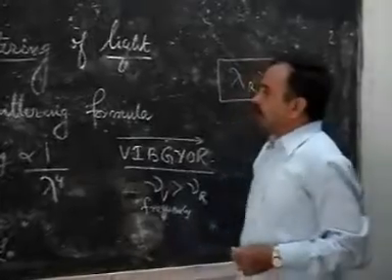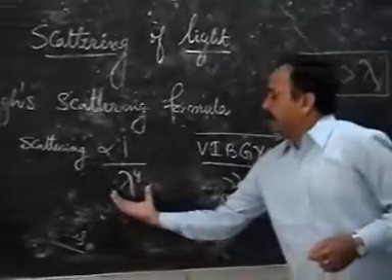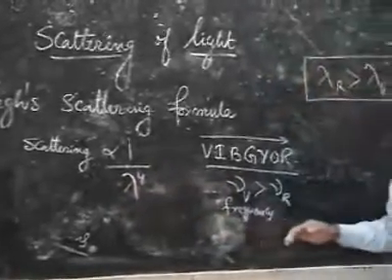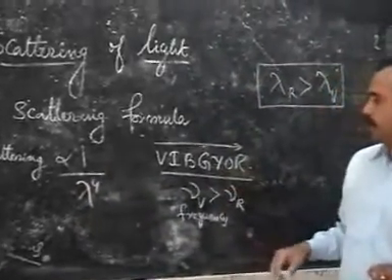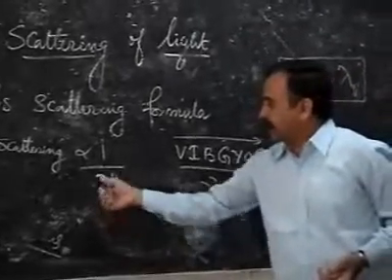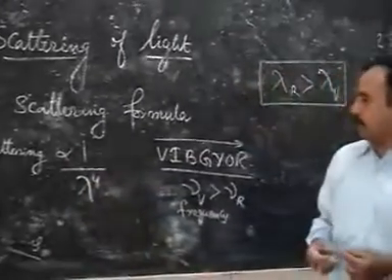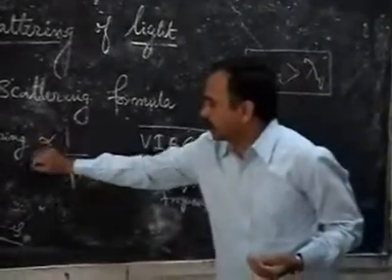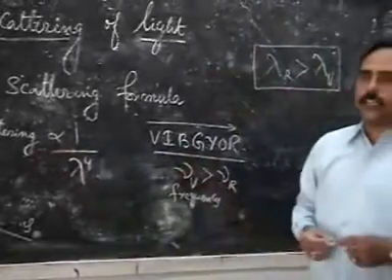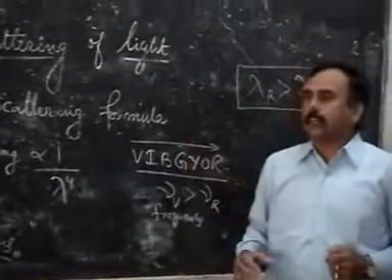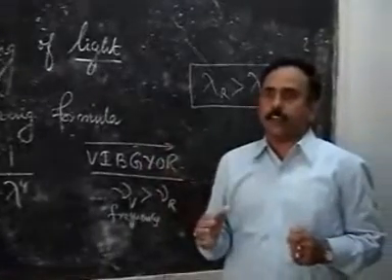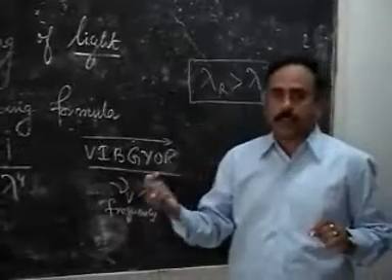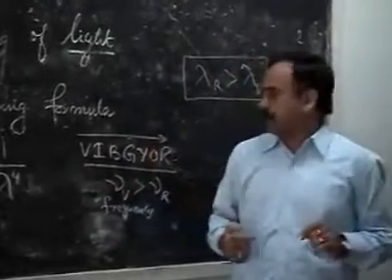So according to Rayleigh's scattering formula, violet, blue, and indigo will be scattered more than red, orange, and yellow. This scattering law says that scattering is directly proportional to 1 by lambda to the power 4. That is, the more the lambda, the less the scattering. So this is the reason why we see the sunset and sunrise in red color: all other colors get scattered, and only the red color, because of its maximum wavelength, can reach our eye.